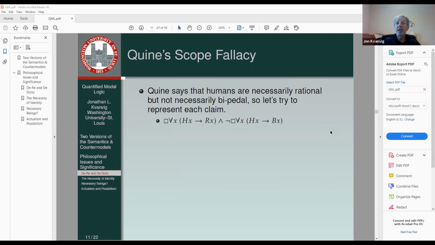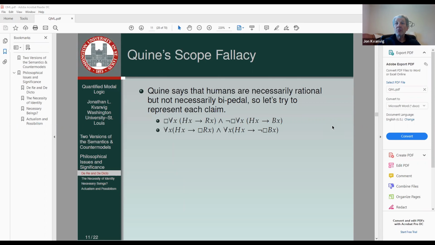The wide scope reading says, it's a necessary truth. It's necessarily true that for all x, if x is human, then x is rational. And it's not necessarily the case for all x that if x is human, then x is bipedal. That's the wide scope reading.